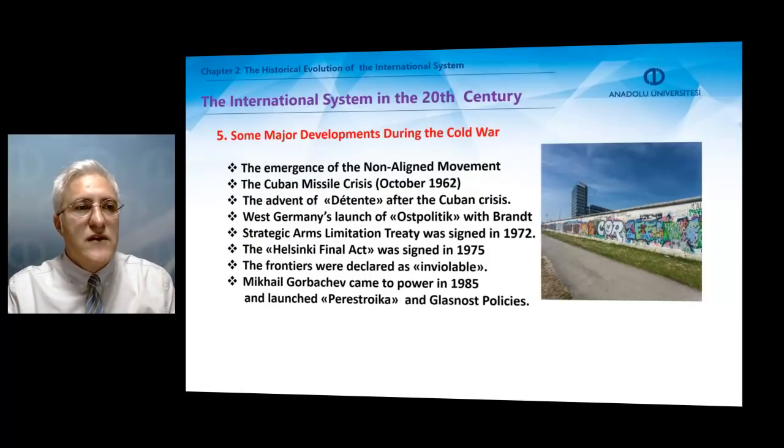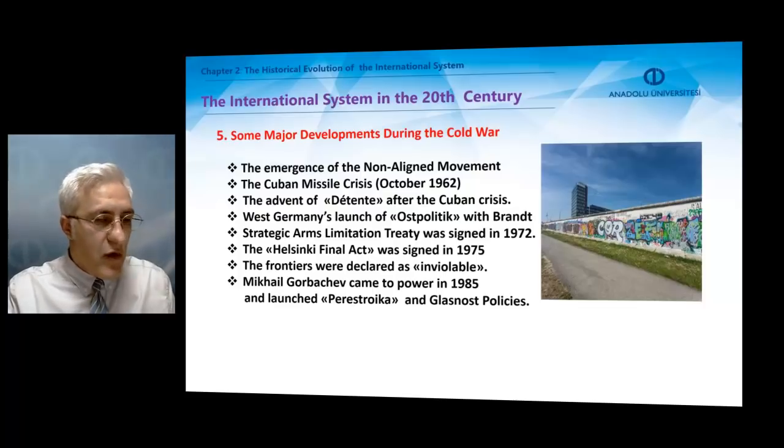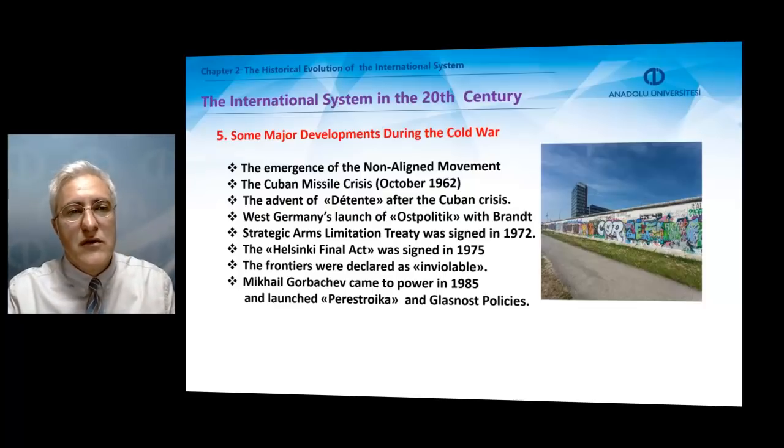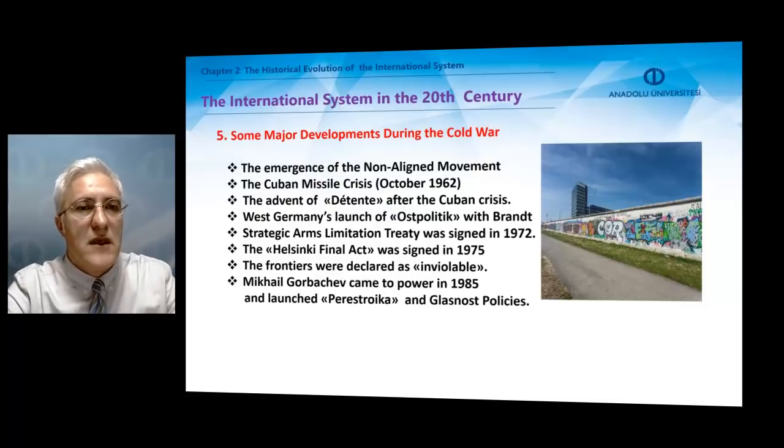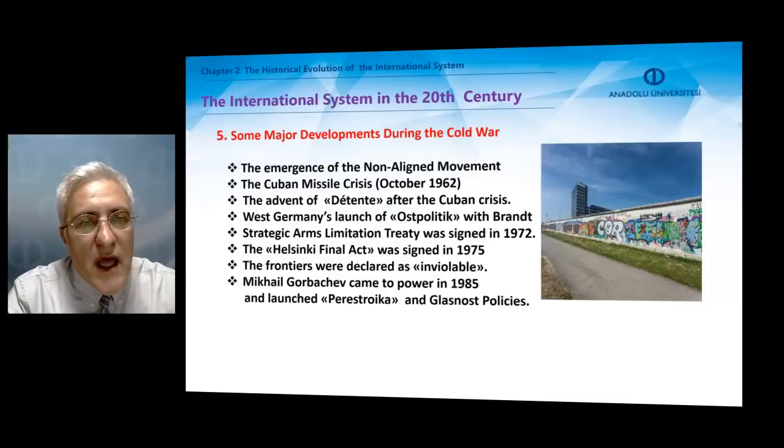And there were some major developments during the Cold War. I would suggest you go and read your chapter for the details about the Cold War. But here I listed some critical developments, such as the emergence of the non-aligned movement in the mid-1950s, the Cuban Missile Crisis of 1962, the starting of a detente era after the Cuban crisis, and West Germany's launch of Ostpolitik, which is the Eastern policy, with Willy Brandt.